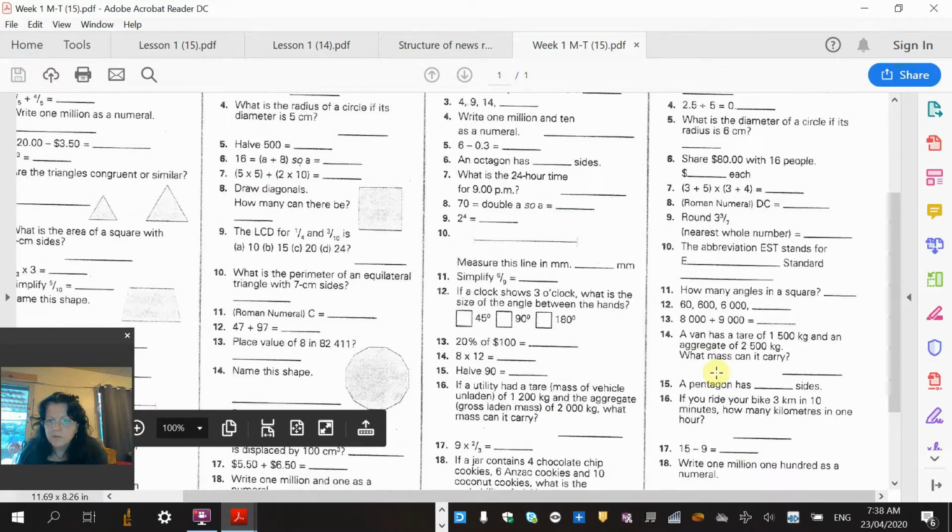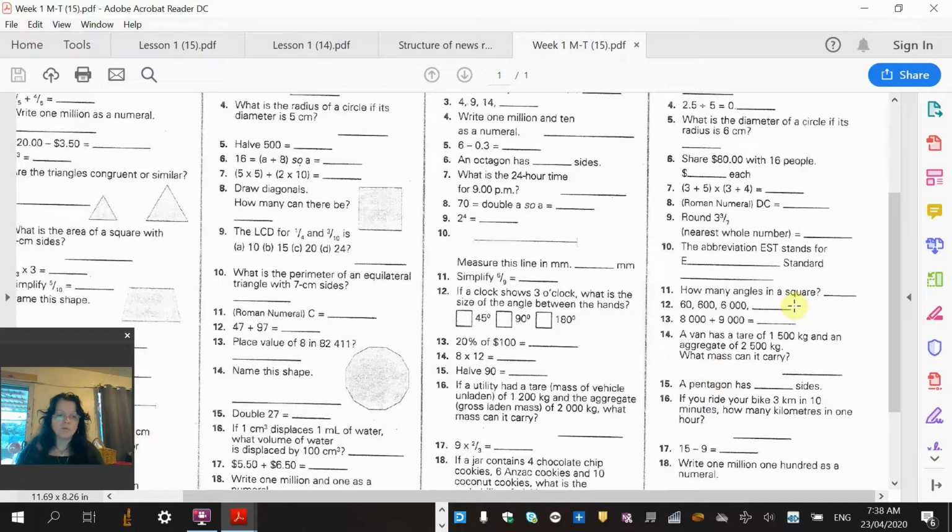Okay, where are we up to? Okay, how many angles in a square? Of course, there's an angle on each corner of a square, and what kind of angle is it called? It's called a right angle, an L shape. I'm not going to draw that because I'm sure you know what I'm talking about.